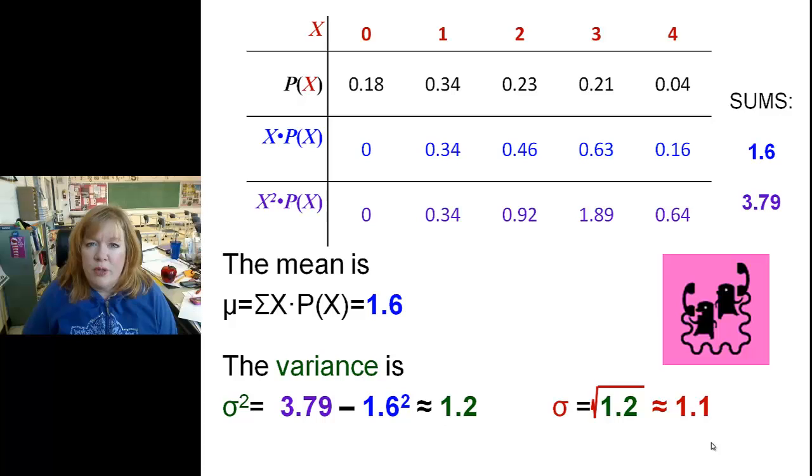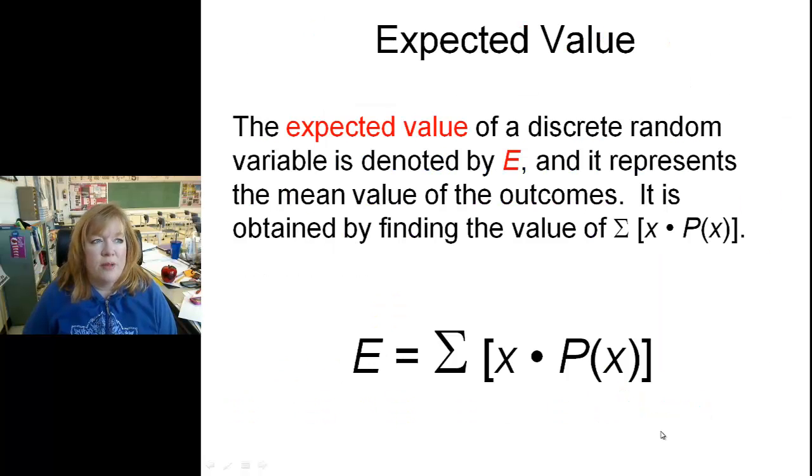So that was just a quick hit on finding the mean, the variance, and the standard deviation. You want to do it in that order because you need the mean to get the variance. You need the variance, then just take the square root of it to find the standard deviation.